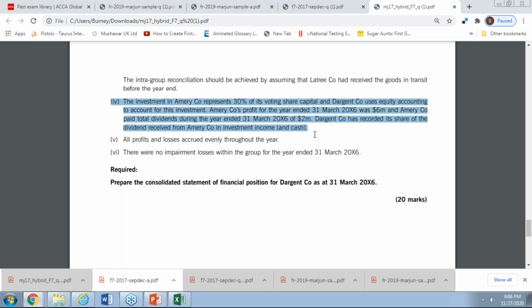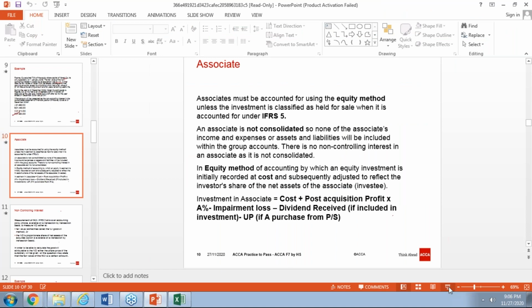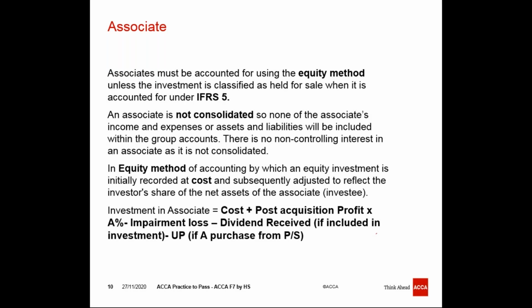Just reading this note and based on this format, you are required to calculate the investment in associate. So just look at the format. Investment in associate is equal to cost plus the share of the post acquisition profit into associate percentage minus impairment loss without any percentage minus dividend received if it is included in investment minus unrealized profit if the associate purchased from the parent or subsidiary. So this is the format on the basis of which you are required to solve this note.